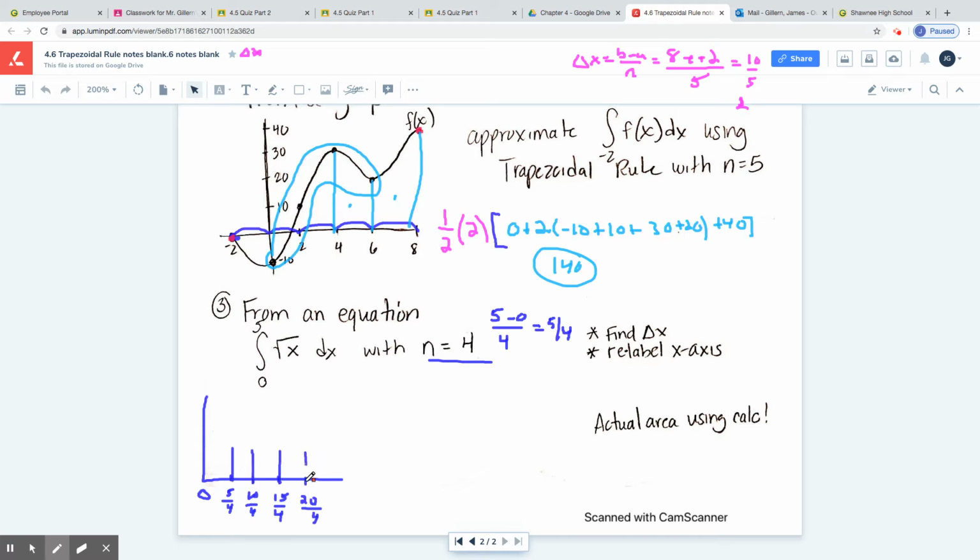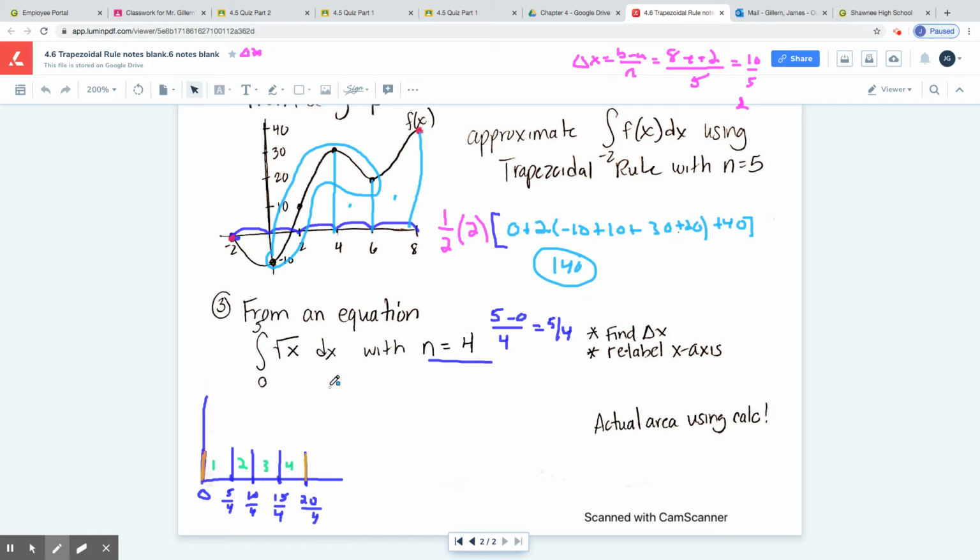All right. So we have trapezoid 1, 2, 3, 4. And that's what we want. We want 4 trapezoids. Okay. Now, same thing's going on. This first base right here, and this base here, are only going to be counted once. These three in the middle are going to be counted twice.